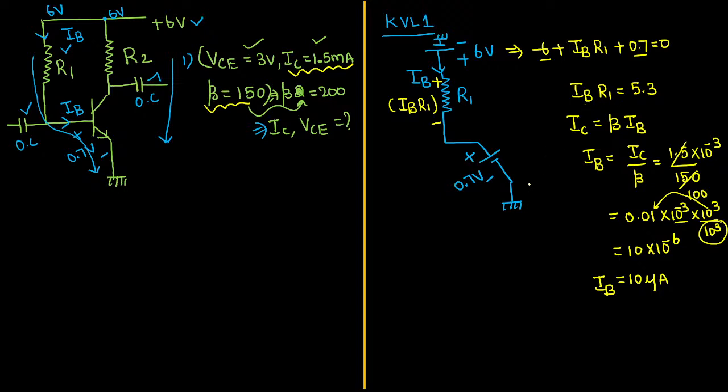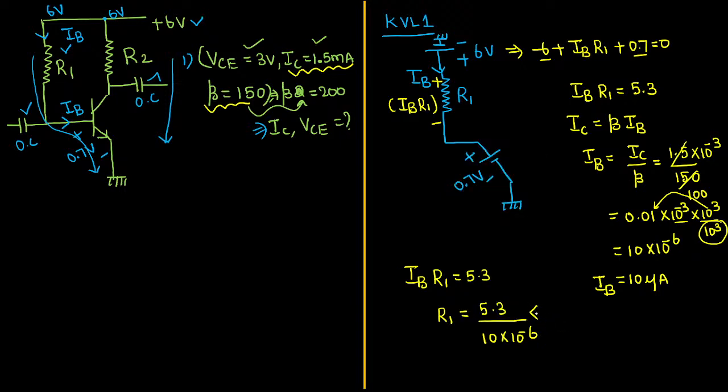Now we found the value of base current. It is very easy to calculate the value of R1 now, because base current IB into R1 equal to 5.3. From this I can write the value of resistor R1 equal to 5.3 upon base current, which is 10 micro. Micro means 10 power minus 6. So if you bring this 10 power minus 6 to the numerator, what will you get?